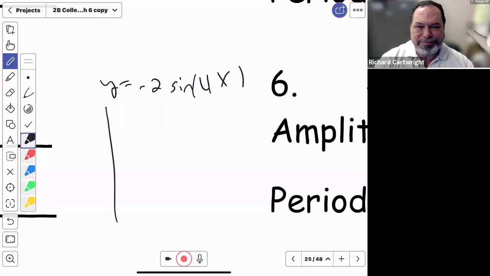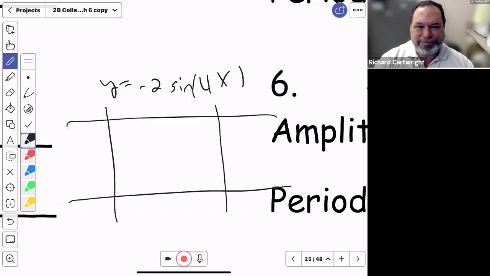If I was just doing a simple graph, there's my middle. It did not shift up or down, so it still starts at 0. This time the amplitude is 2. Remember, absolute value of a negative 2 is 2. 0 plus 2 is 2. 0 minus 2 is still a negative 2. Cut this into 4 pieces like I always do. Boom. Sine starts in the middle.